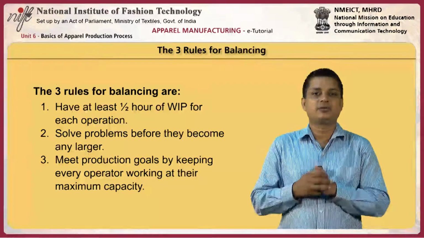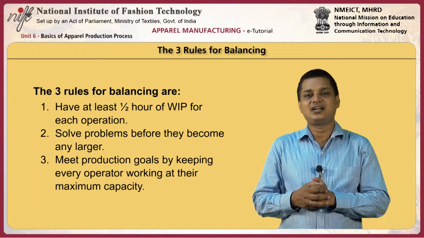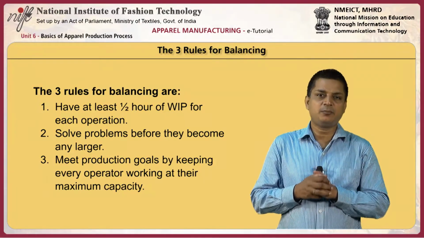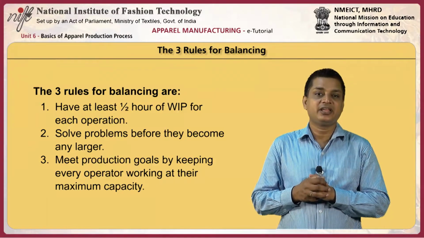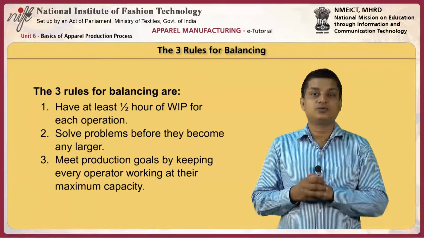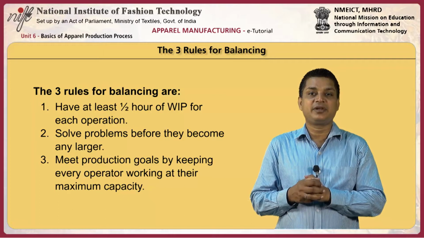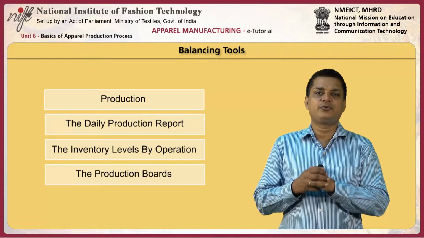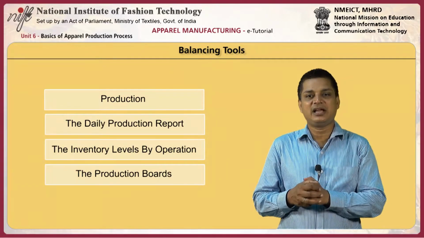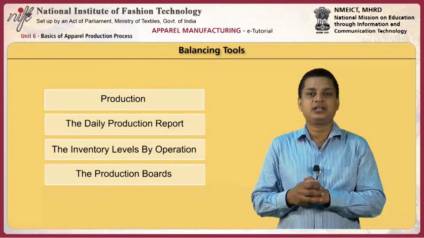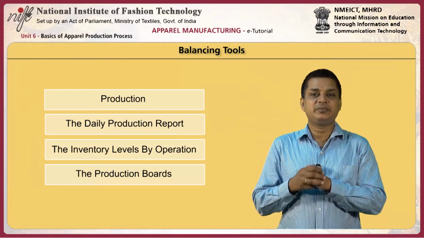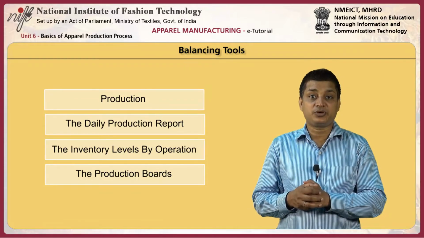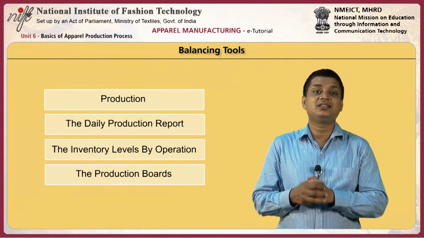There are 3 rules for balancing. Have at least half an hour of work in progress for each operation. Solve problems before they become very large. Meet production goals by keeping every operator working at their maximum capacity. There are a number of tools that can be used for balancing. These are applied according to the plant's needs. The most basic ones are production sheets, the daily production report, the inventory label by operation, and the production boards.